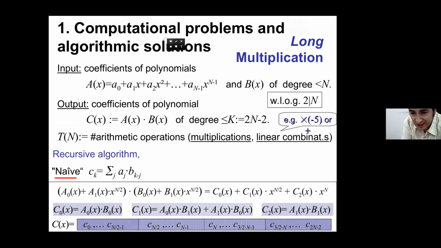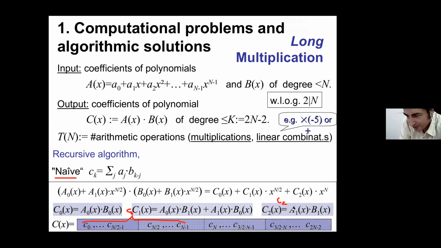C0 will cover all these coefficients, C1 will cover all these coefficients, and C2 will cover all these coefficients. So there is an overlap, but the overlap doesn't create any problem. You simply add coefficients in the correct degrees, and even if coefficients overlap, you simply add them in the proper place. So this wouldn't create a problem.